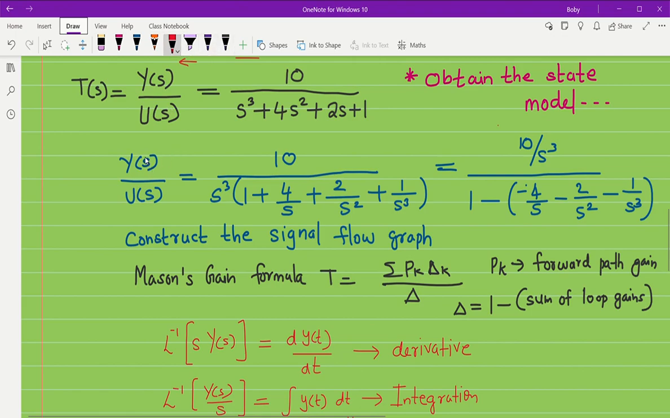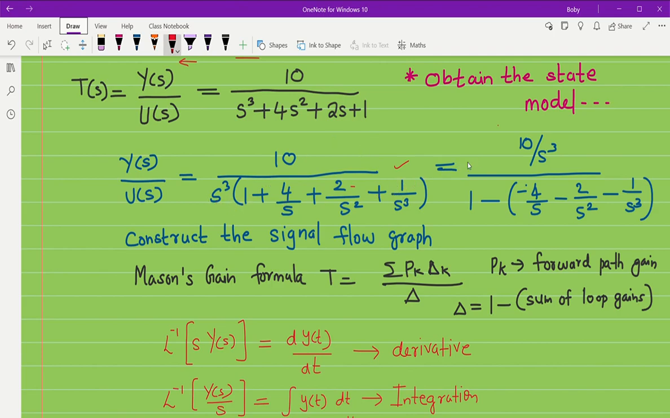Now this Y of s by U of s, 10 divided by the denominator. So we are making some changes in the denominator. s cube is taken outside, so we are putting a bracket here: 1 plus 4 by s plus 2 by s square plus 1 by s cube. Okay, s cube going to multiply, we can see this is s cube plus s cube into 4 by s, that is 4s square, s cube into 2 by s square, that is 2s, plus s cube into 1 by s cube, that is equal to 1. Okay, so this s cube is taken outside here.